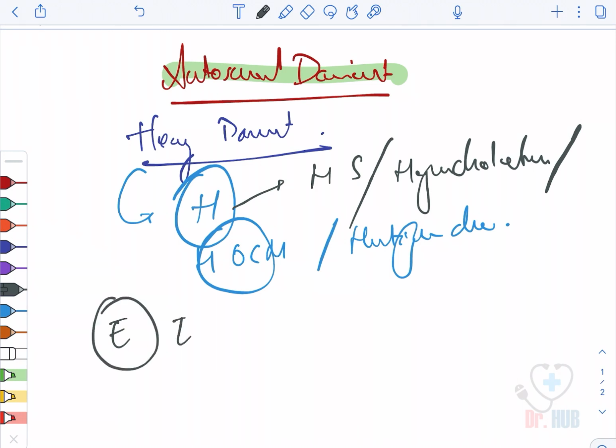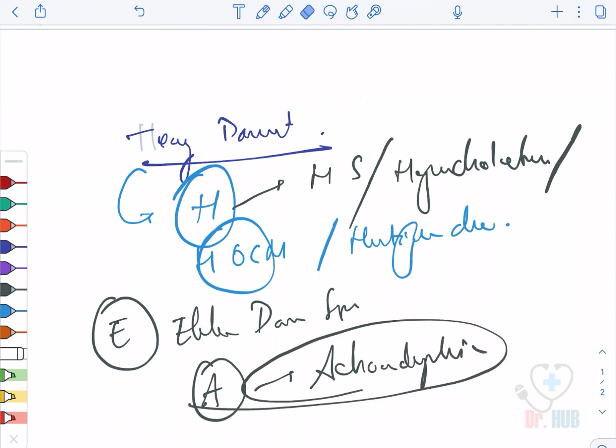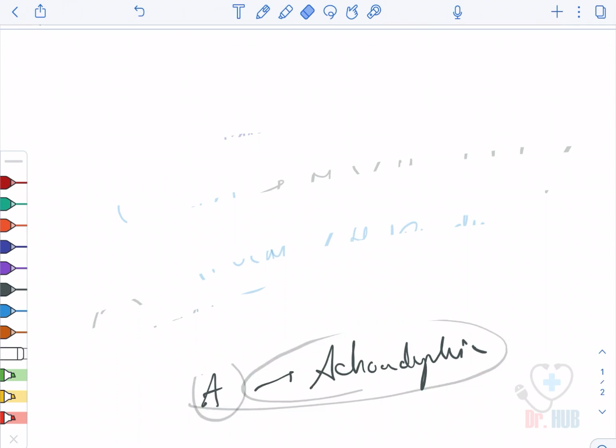E is for Ehlers-Danlos syndrome. Then comes A. A is for achondroplasia. Then we look at V. Heavy, right? So next comes V.